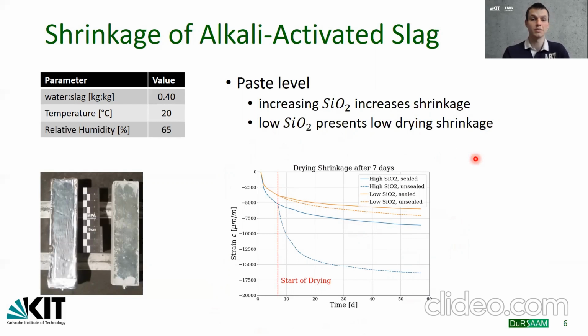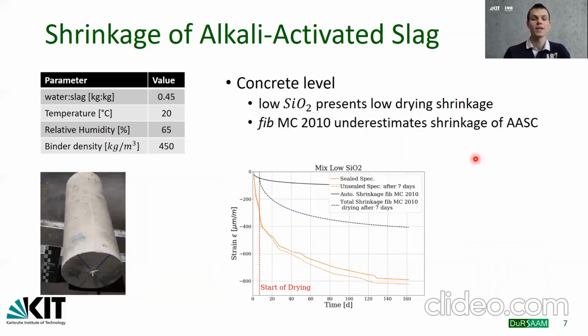And this can be seen also on a concrete level, this time made on prisms of 10 centimeter diameter, 30 centimeter height. And the second conclusion which can be drawn is that alkali-activated slag presents bigger shrinkage than the one predicted by the FIB Model Code 2010.